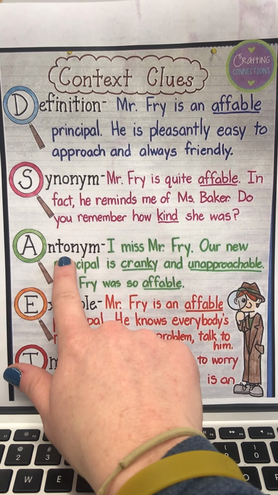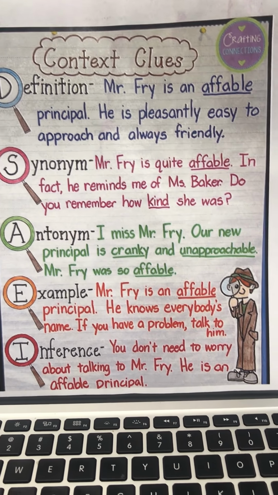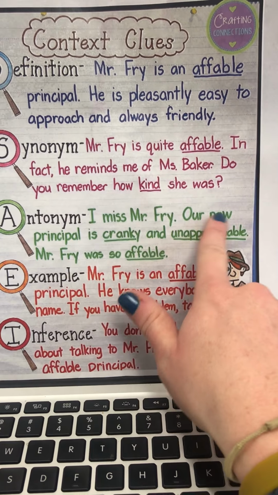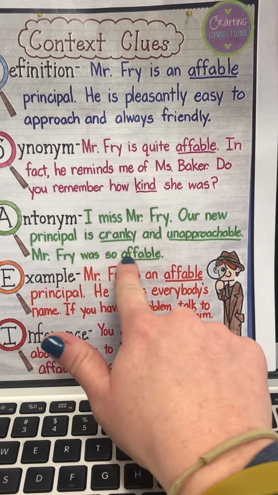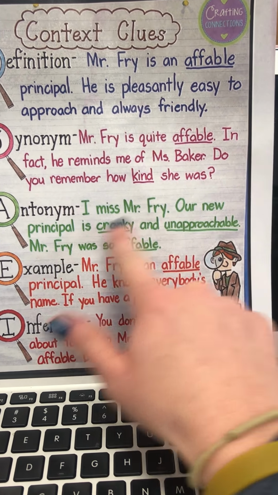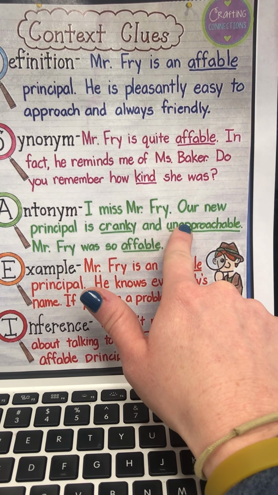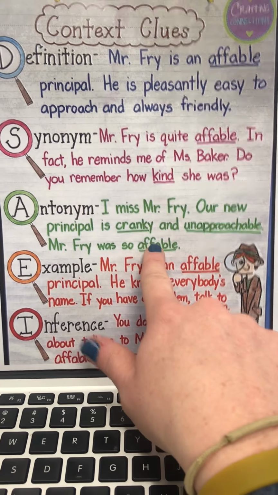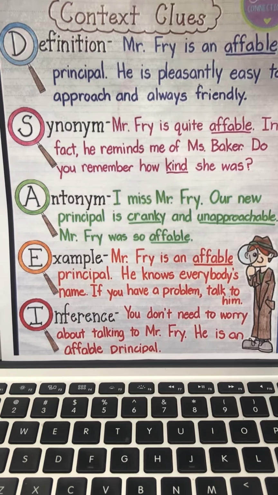Another type of context clue that we might run into is an antonym. Now we know that the antonym is a word that has the opposite meaning. So, I miss Mr. Fry. Our new principal is cranky and unapproachable. Mr. Fry was so affable. So if their new principal is cranky and unapproachable, but Mr. Fry was affable, then we know that cranky and unapproachable are those antonyms of affable. Okay? So we know that Mr. Fry was kind if the new one is cranky and just not nice.